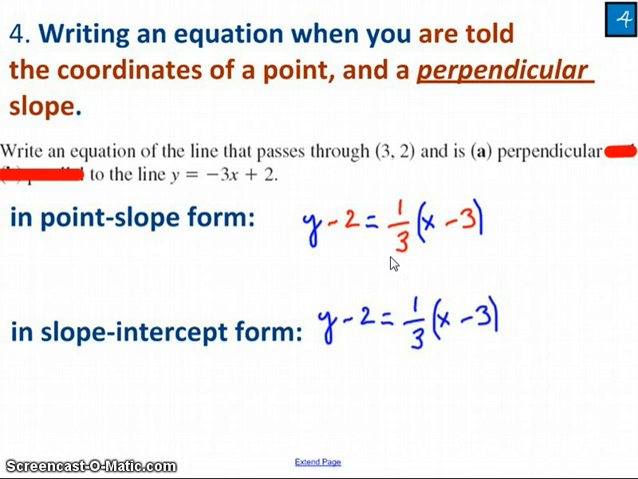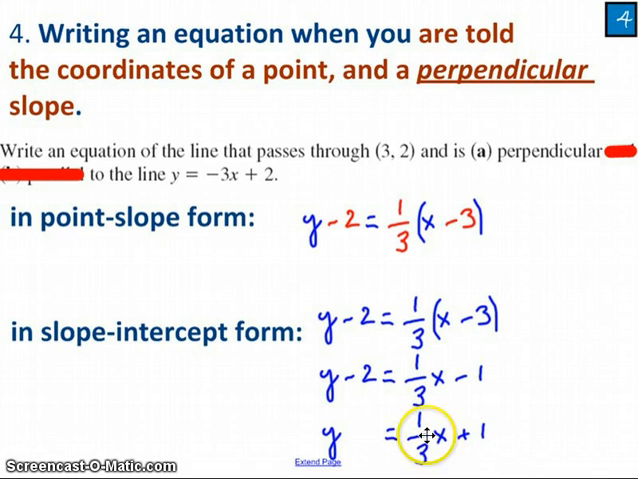In slope intercept form, I take this same setup, I distribute that 1/3, and what I end up with now is 1/3 x minus 1. Now I move that 2 over, and I've got 1/3 x plus 1, and now I'm done. This is the equation in slope-intercept form. Each of these is a legitimate answer. This is the answer in point-slope form, but if I ask you to give it to me in slope-intercept form, that's the answer.